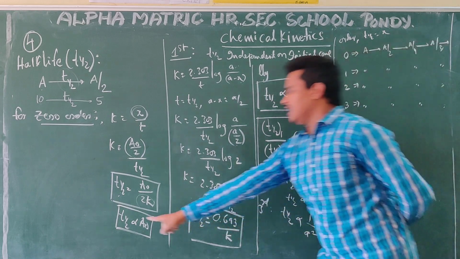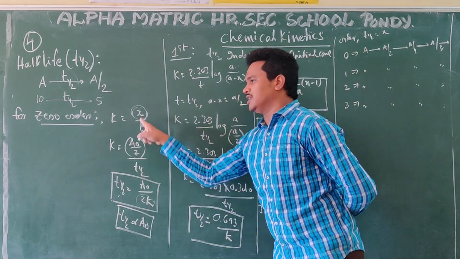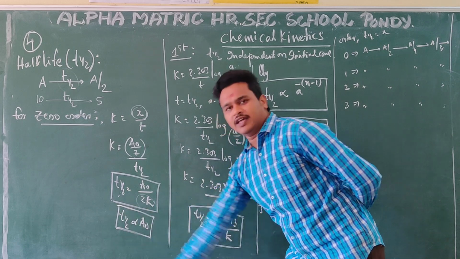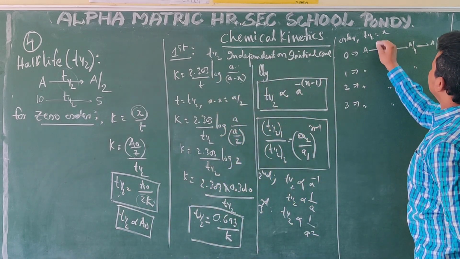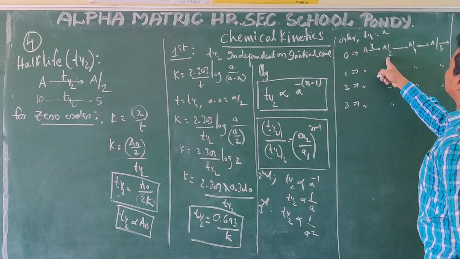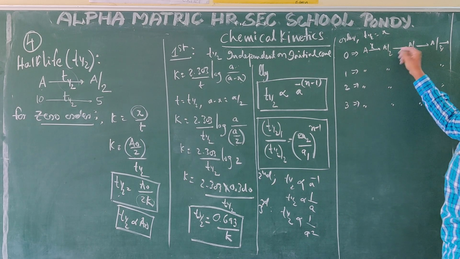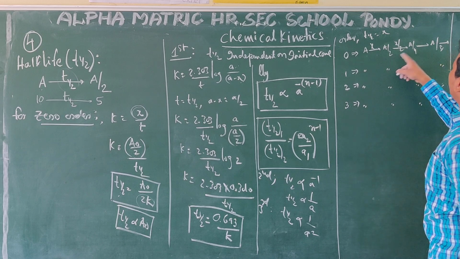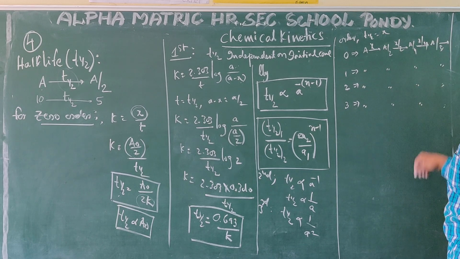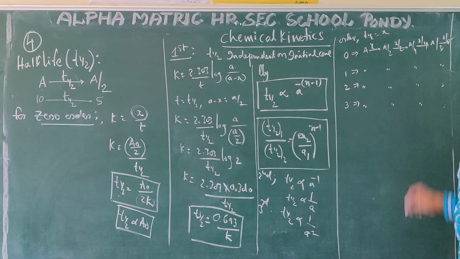Correct or not? Initial concentration increase means half life will increase. Initial concentration decrease means half life will decrease. So initially it becomes x. How much does it decrease? A to A by 2, so it is also x by 2. And here it will be x by 4, then x by 8. That is the difference.